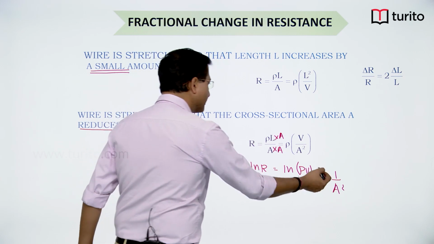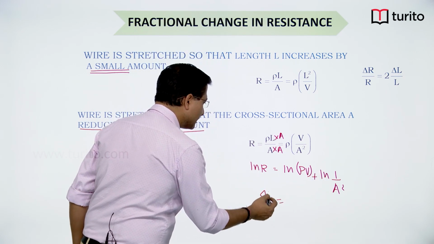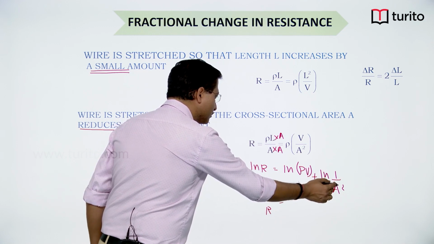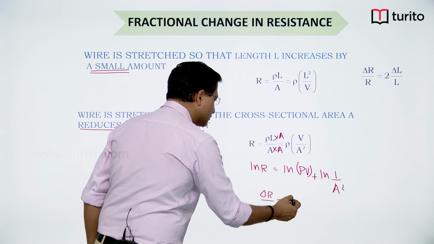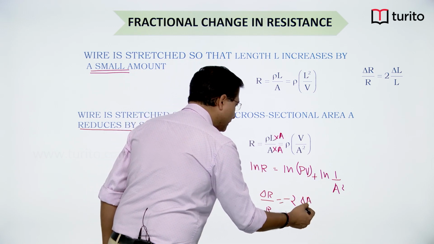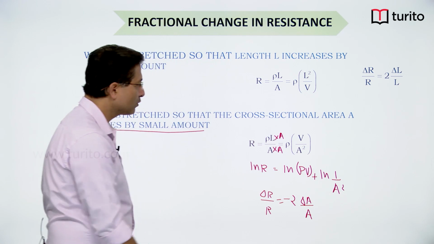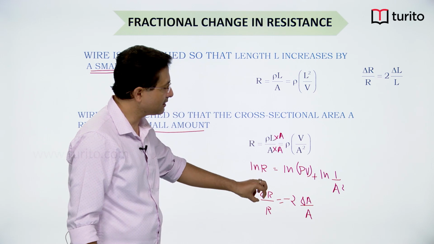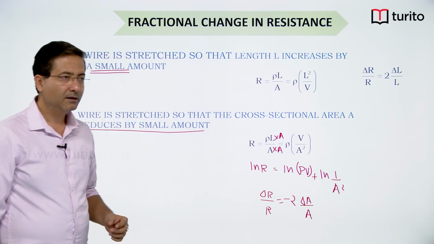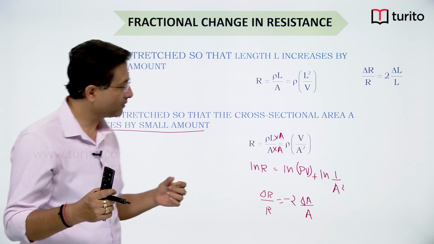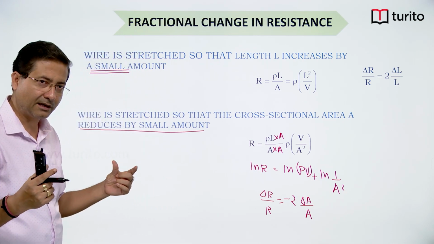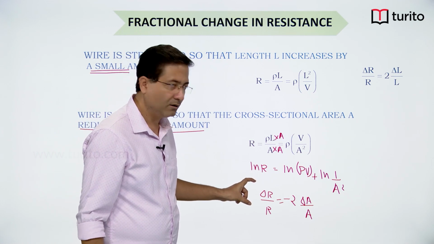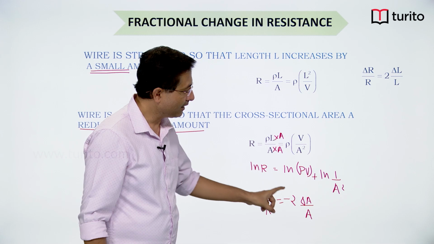So, this 2 will come in the front, and we can see delta R by R will be equal to minus 2 delta A by A. The minus sign here indicates that when area reduces, resistance increases. That means if I take a wire and stretch it and the area is decreasing, the resistance of the wire will be increasing, and this is the relation.